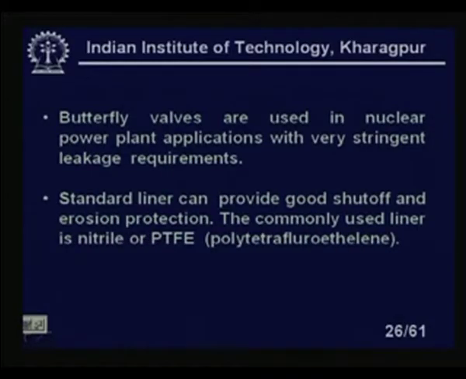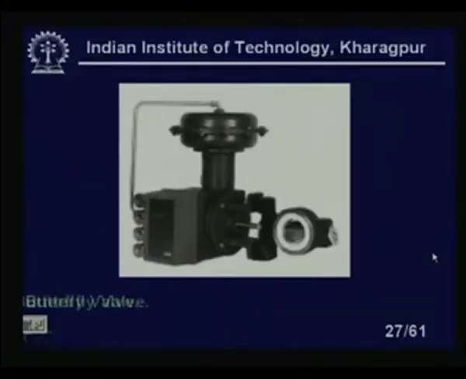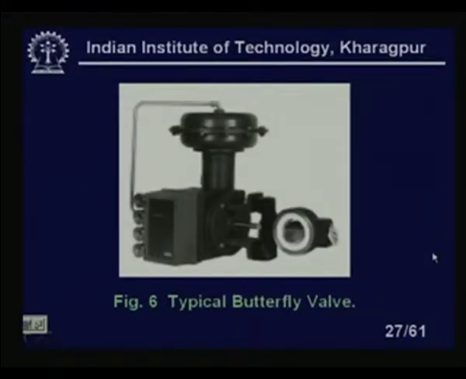The standard liner can provide good shut off and erosion protection. Erosion is not very important here; good shut off is very important. The commonly used liner is nitrile or PTFE, which is polytetrafluoroethylene or Teflon. This can be used as a liner, and you can see here this is actually a butterfly valve. This is a pneumatic signal you can see. It will rotate, and it looks like this one there. So, that means I have a valve.